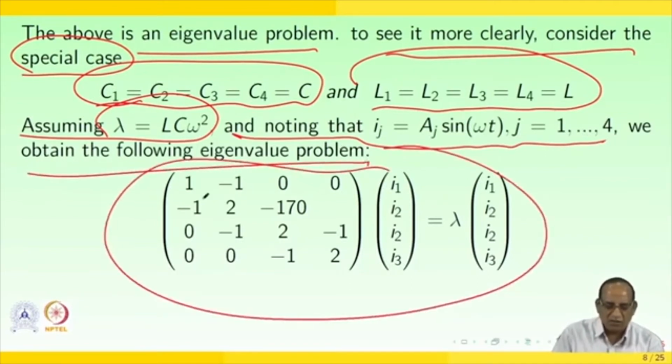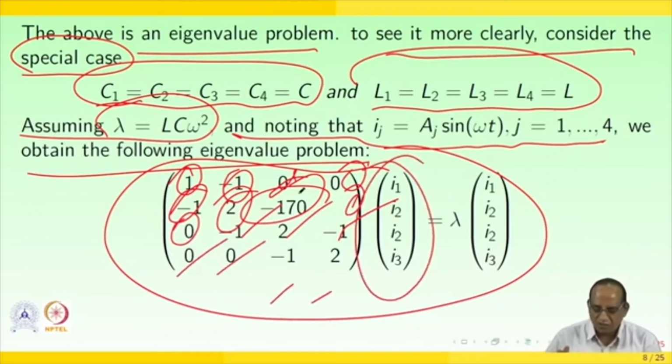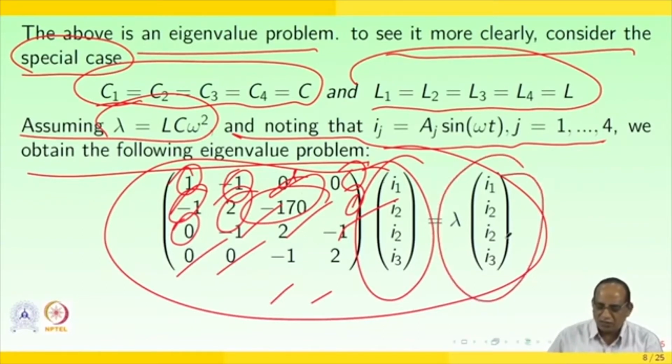So, you will have the matrix with rows 1 minus1 0 0, minus1 2 minus1 0, 0 minus1 2 minus1, 0 0 minus1 2 multiplied with I1 I2 I3 I4, which will be equivalent to lambda times I1 I2 I3 I4.